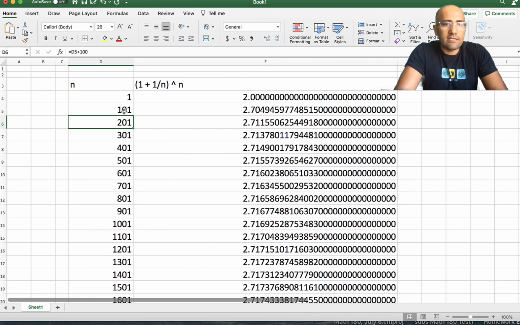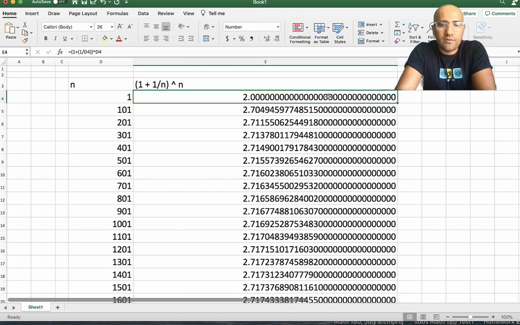Okay, so now we see that n is really growing quickly. If we jump to n equals 101, this would be 1 plus 1 over 101 raised to the power of 101. And then here, this is the case where n is 501: 1 plus 1 over 501 raised to the power of 501. Now we can really see what happens to the outputs, right?